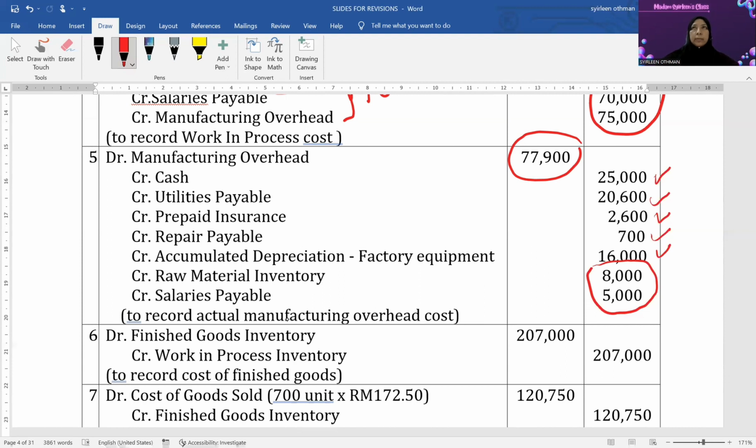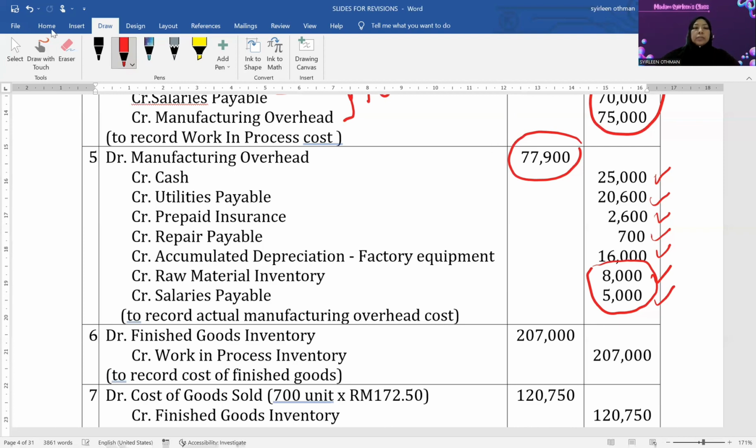But you must remember, in the question it is given as indirect labor, but when you transfer the item into the journal, there is no such item as indirect labor or indirect material. So your indirect material is actually raw materials inventory. It comes from the same house. Only the situation when it is put into production determines whether it is direct or indirect material. So the same goes for your salaries payable as well. These two will be combined together. So that is why you have your manufacturing overhead with a total of 77,900.